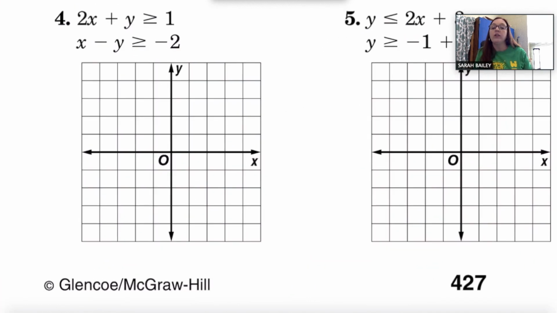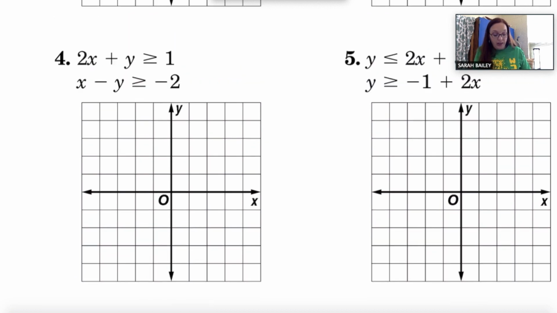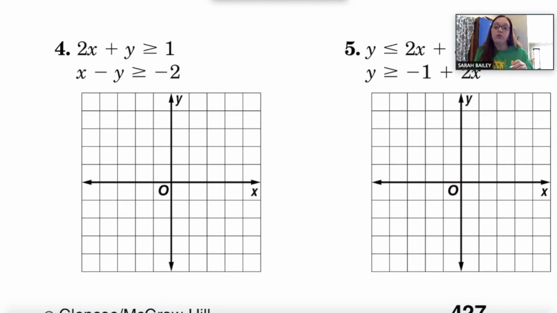So my inequalities are 2x plus y is greater than or equal to 1 and x minus y is greater than or equal to negative 2. So just like I was doing before, I'm going to pick 2 different colors to graph the lines with. And then I'm also going to do my shading, but I'm going to use the highlighter tool for the shading part. So the first inequality is 2x plus y is greater than or equal to 1.